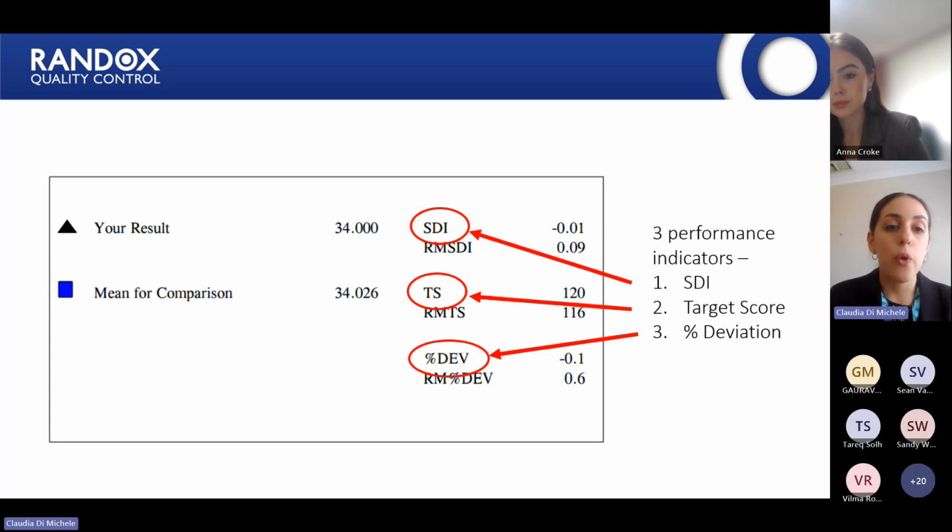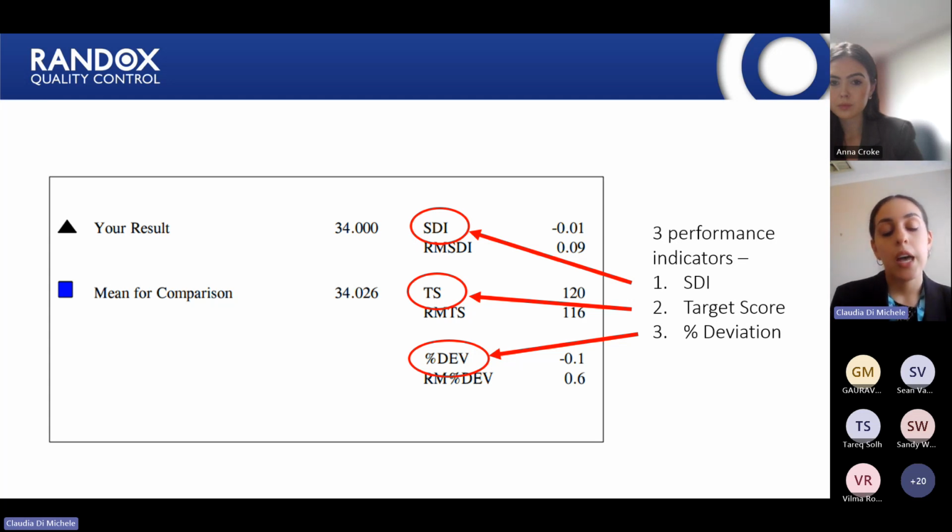So here we're looking for an SDI closest to 0, because a result exactly on 0 would mean that your lab has achieved the exact result of the group's mean. And here you can see in this example that this particular lab has achieved 34, which is almost identical to their mean for comparison. The second metric below is TS, which stands for target score, and this is RIQAS's unique scoring system.